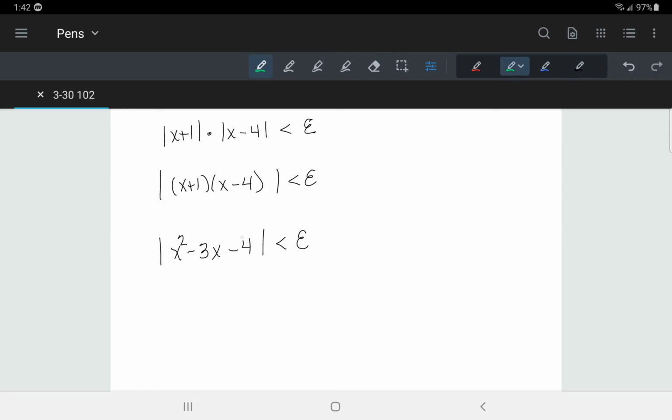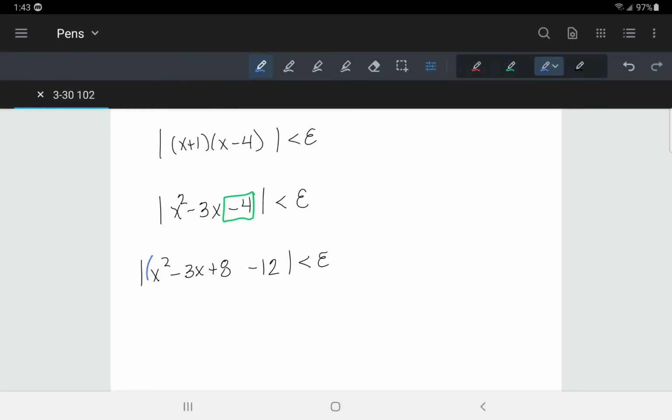And now we're going to rewrite this. So x squared minus 3x, we can write minus 4 as plus 8 minus 12. That will be less than epsilon. This is our function value. This is the limit. And therefore, we have proved that the limit as x approaches 4 of our f of x is equal to 12.